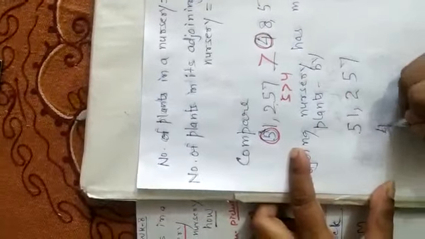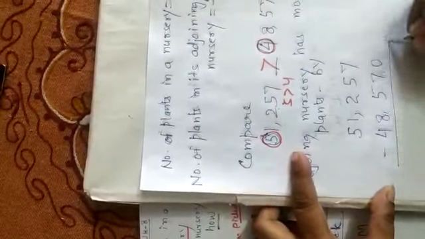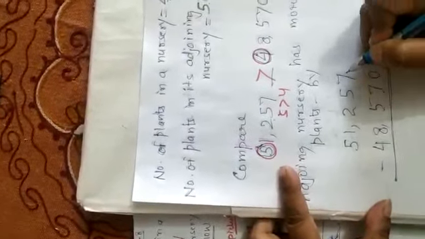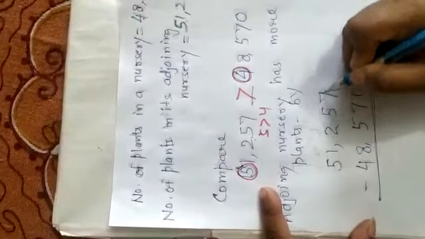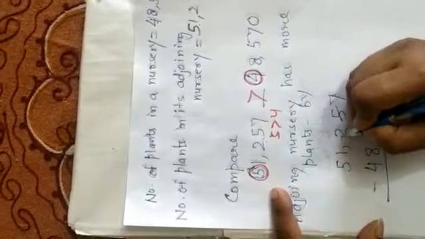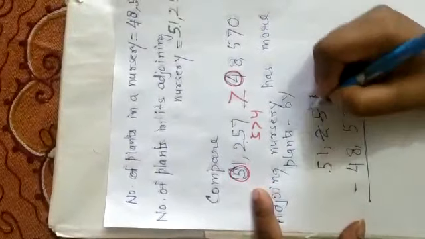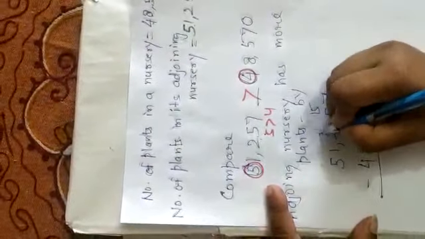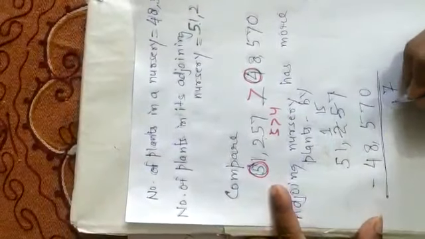51,257 is subtracted with 48,570. We will do the subtraction. According to the subtraction rule, we will start from the extreme right side. 7 minus 0, 7. Now 5 minus 7, not possible. I will borrow 1 from this 2. 10, 1 10. So 10 plus 5, 15, and 2 will become 1. So 15 minus 7 is 8.